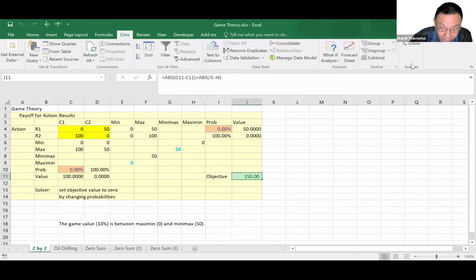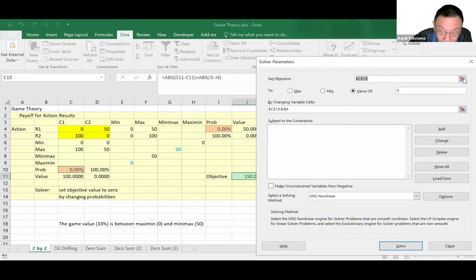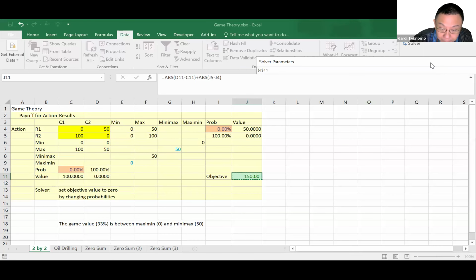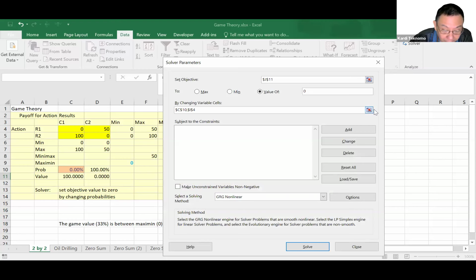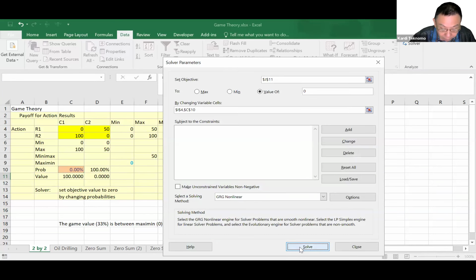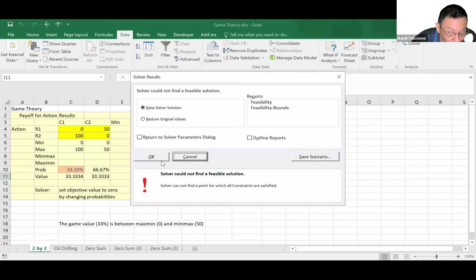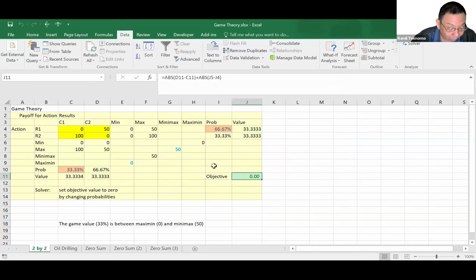Oops, what happened? I made a mistake. The probabilities. Oh no, this one must be this one. Right, and then changing is this one, comma, this one. Okay, and then solve. It will solve. Oh, I got that. Okay, so 66 and 23%. For this solution, the result is this.